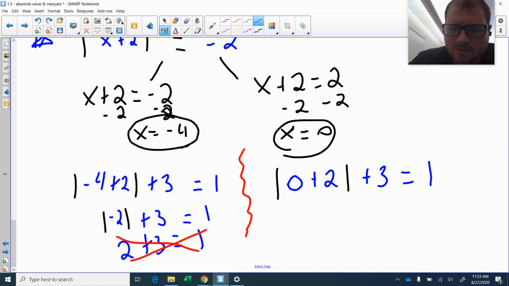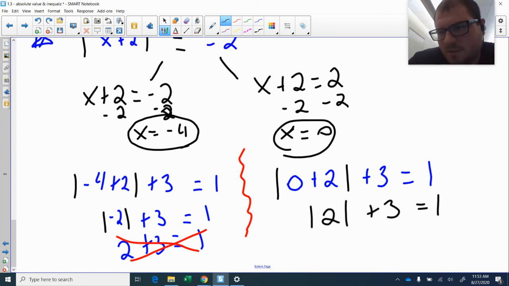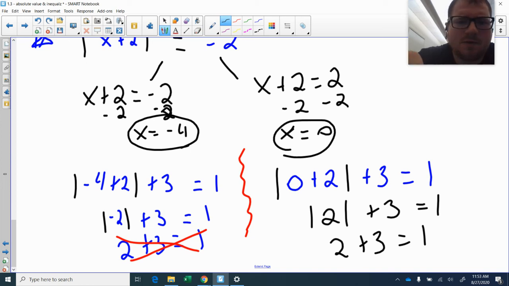Okay, let's try the other one. Well, if I solve this out, this becomes the absolute value of 2, plus 3 equals 1. Because 0 plus 2 is just going to stay 2. Well, same thing. The absolute value of a positive literally does nothing. So it's going to stay 2. And then we run into the same issue. 2 plus 3 does not equal 1.